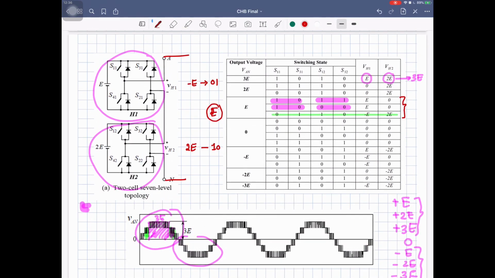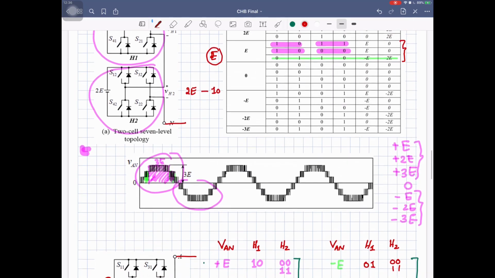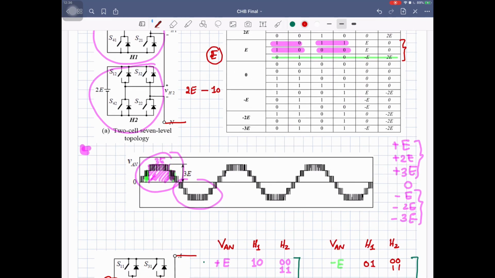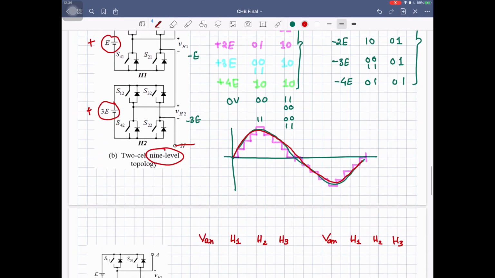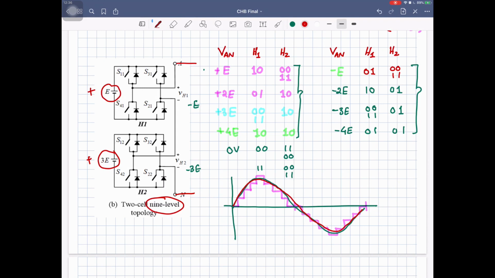With E and 2E combination, we were getting 7 voltage levels in total, 3 for the positive part and 3 for the negative part. Now if I put it like that, the first supply is E and the second supply is 3E, so I can get 4 levels in the positive, 4 levels in the negative, and 1 is the 0 level, so a total of 9 levels are obtained in the output voltage waveform.